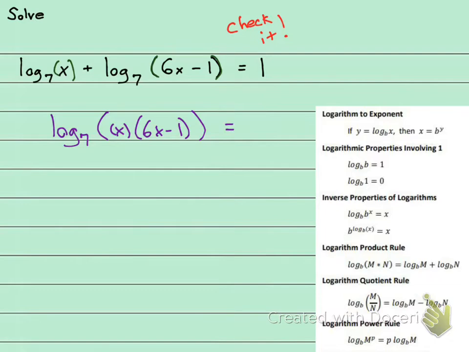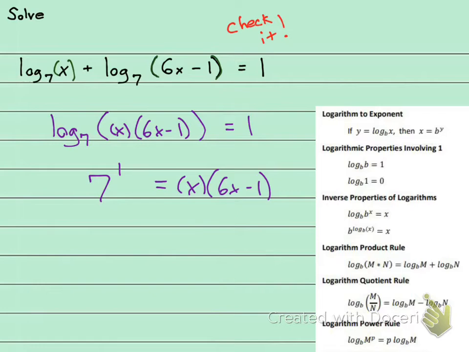Drop down the equals, drop down the 1. So now I have just one logarithm, and my x's are trapped inside of here, and I want to get them out. To do that, I'm going to use this logarithm to exponent rule. I take this little base of 7 and make it the big base, and then the other two things switch sides. 1 becomes my new exponent, and the x times the 6x minus 1 are now free.